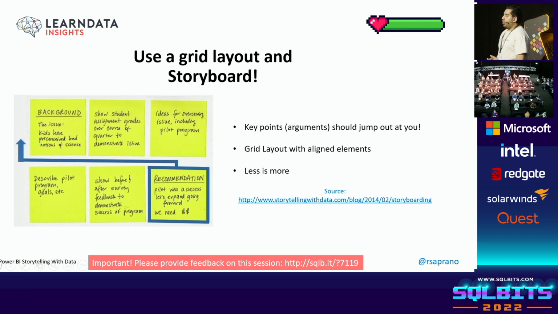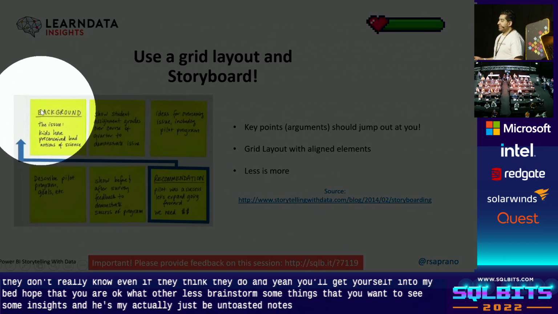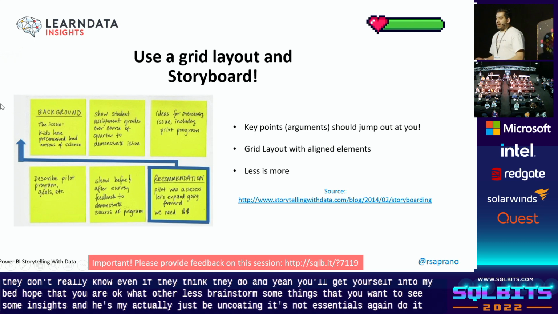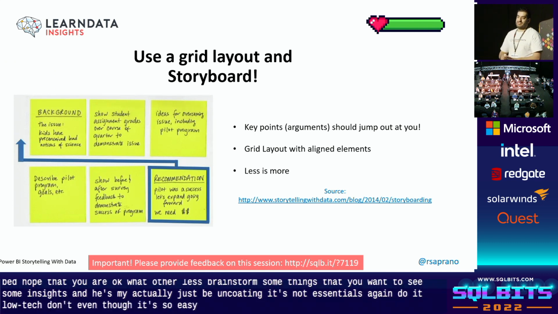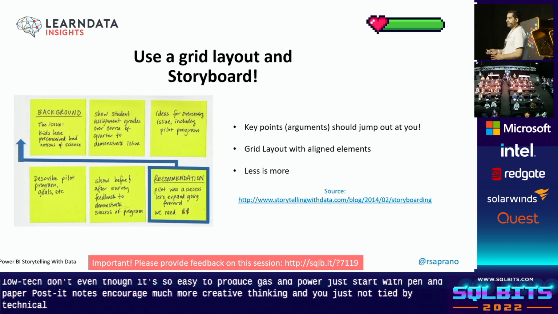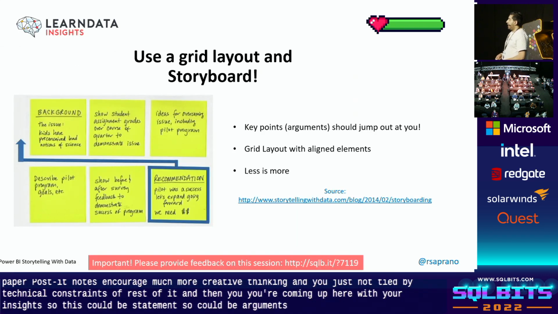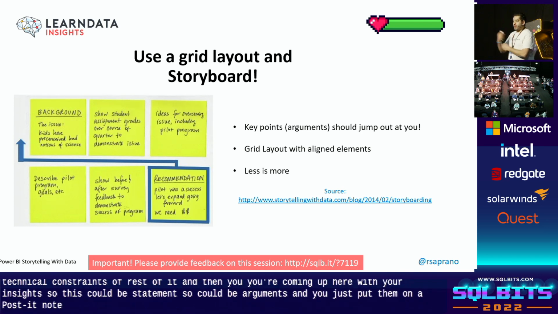You ask them, okay, let's brainstorm some things that you'd want to see, some insights. And these might actually just be on Post-it notes, by the way, not as visuals. Again, do it low tech. Even though it's so easy to produce graphs in Power BI, just start with pen and paper, Post-it notes. It will just encourage much more creative thinking, and you're just not tied by technical constraints and all the rest of it. And then you're coming up here with your insights. So these could be statements or could be arguments. And you just put them on a Post-it note, and then you prioritize them and think about which are the ones that are most interesting.